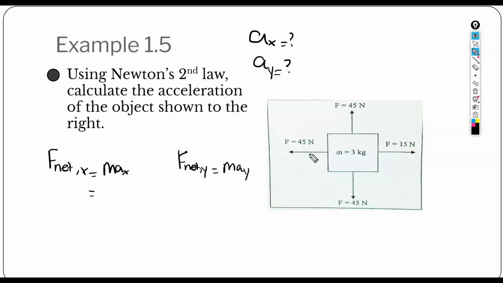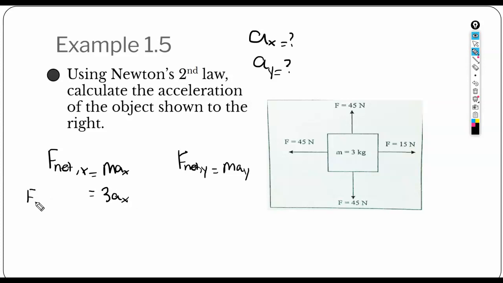Now, the length of this arrow is actually incorrect because it looks like the lengths are drawn the same. They should not be. That's a mistake. But just looking at the numbers, I see that there is a net force. And so there is going to be acceleration in this situation. And I write down the sum of the forces.